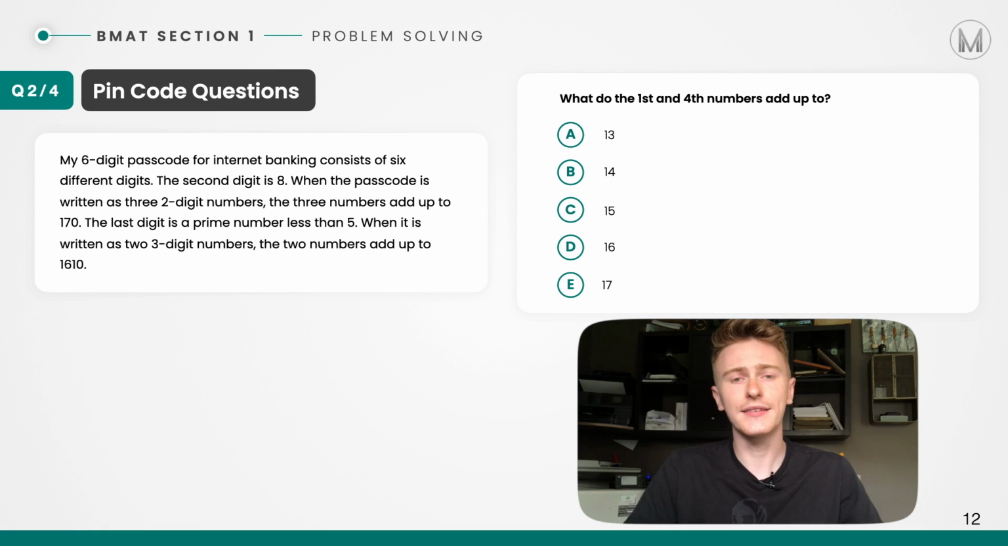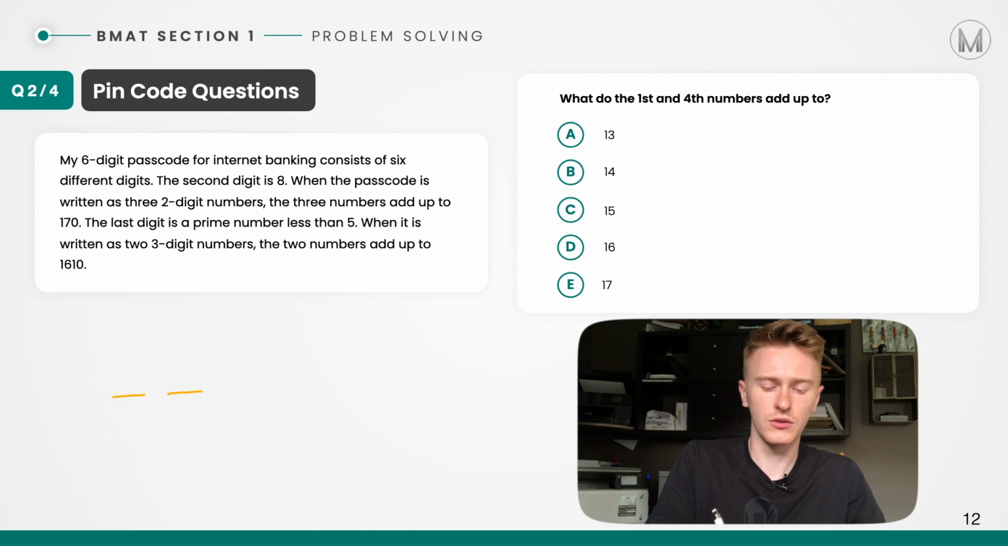Right, again, this is a more convoluted question. It's a pin code question. It can be quite difficult to come to terms with. So, like I said before, I'd like to write down how many digits we have in the form of little dashes to help. So in this case, we have 6. 1, 2, 3, 4, 5, 6. We know that the second one is 8, so we can fill that in right now.